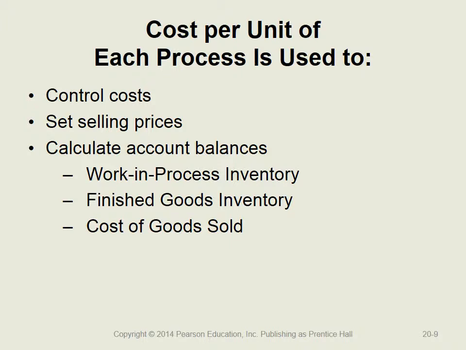Why does a manager need to know the cost per unit of each process? Knowing this amount enables a manager to control costs. The company can look for ways to cut costs where actual process costs exceed what was planned. The cost per unit is also needed so that the manager can set the selling price. The selling price must be greater than the cost of making the product so that the company can earn a profit. In addition, the cost per unit is needed in order to calculate account balances. The company needs to know the ending balances in work-in-process inventory and finished goods inventory for the balance sheet and the cost of goods sold for the income statement.